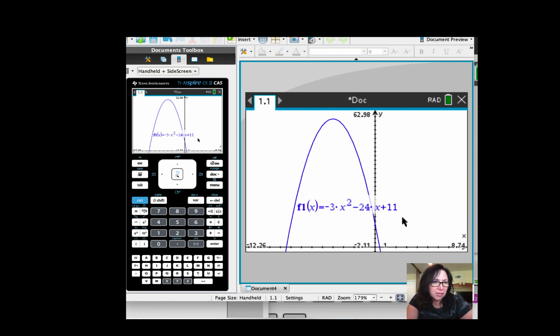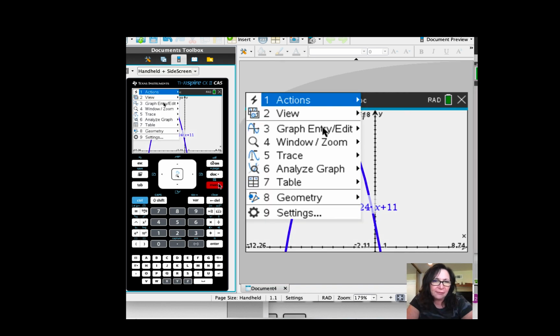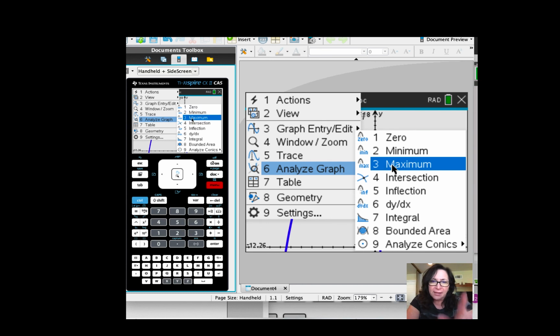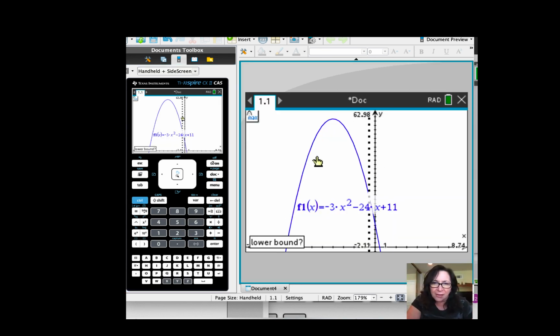For this equation, yeah, that looks like the same one. What I would do at this point is find my vertex because I want to make sure that I've got it right. I don't know that this has a trace feature, but I definitely can go to analyzing my graph. This is a maximum because it does this, right? And so I'm going to find my max value. I'm going to move it to the left. I'm going to click once.